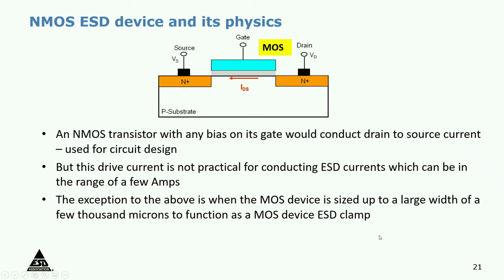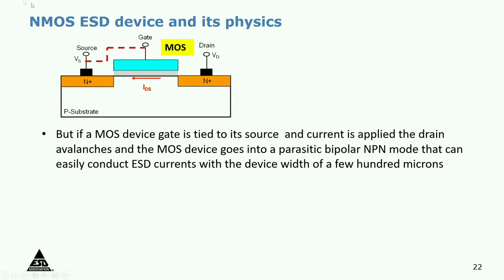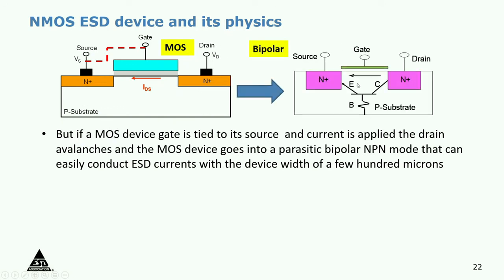So what we want to do is harness the current of this MOS device to protect for ESD. The way to do that is, let's say you connect the gate to the source of that MOSFET. Now it cannot turn on as a MOSFET because you tied the gate and the source. So now, if a MOS device gate is tied to its source and current is applied, the drain junction avalanches and the MOS device actually goes into a bipolar mode. So this MOS device, which I will show you in a minute, actually becomes a bipolar device. Now the current is not going to be on the surface, it's going to be through the bulk, and it can handle much higher current levels when it turns into a bipolar NPN device. Okay? So that's the magic.